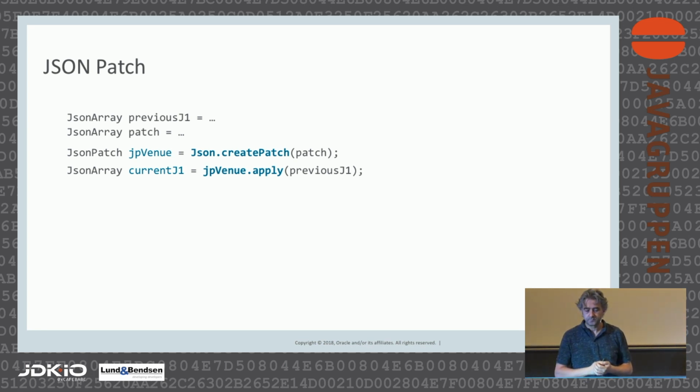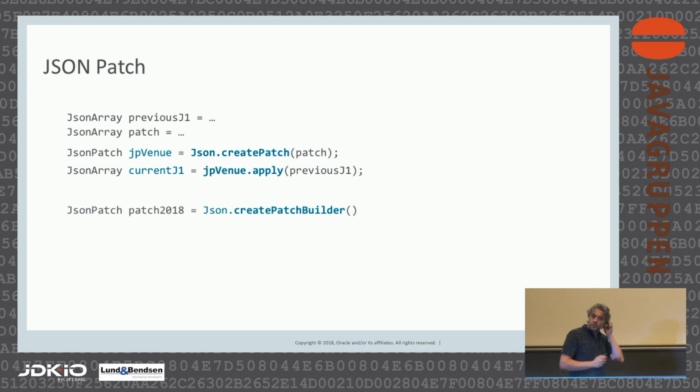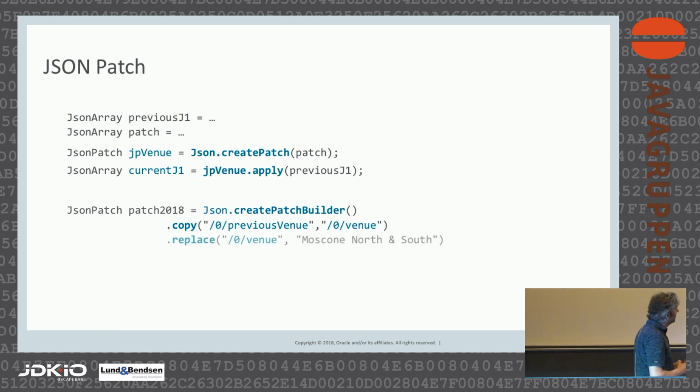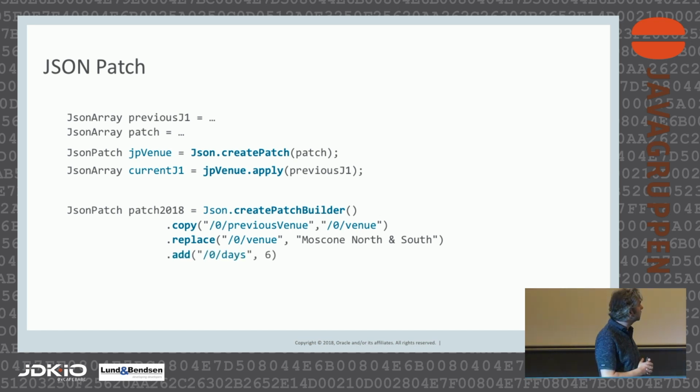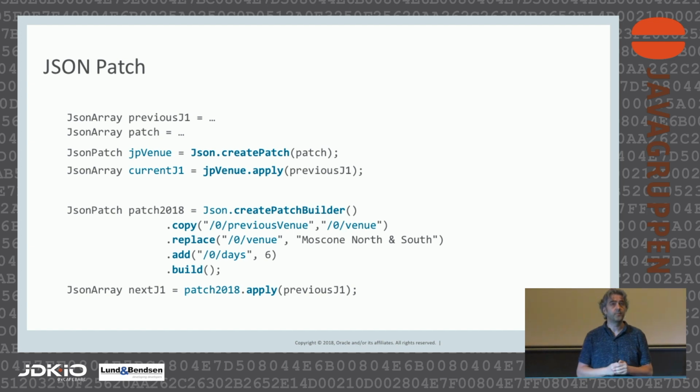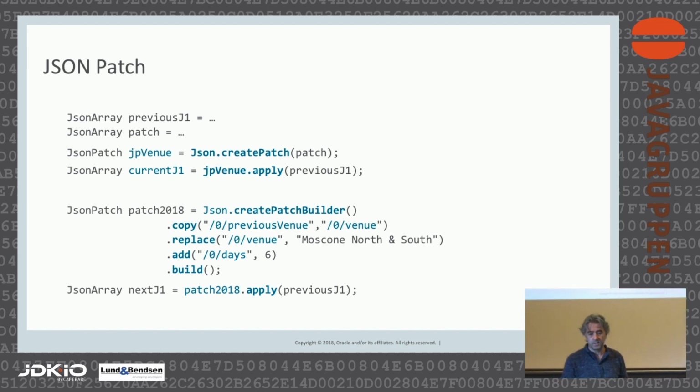In JSON-P 1.1, we also have this builder pattern that we can use to easily construct a patch without having to go through the manual creation of a JSON patch document. So create patch builder, then it's just a matter of specifying which operations we want our patch to have. So it's a copy, then we want a replace, and then an add. And at the end, we just need to invoke build to actually construct the patch. And again, once we have the patch, we just need to apply that patch to the target that we want to change. So it's a very convenient API.